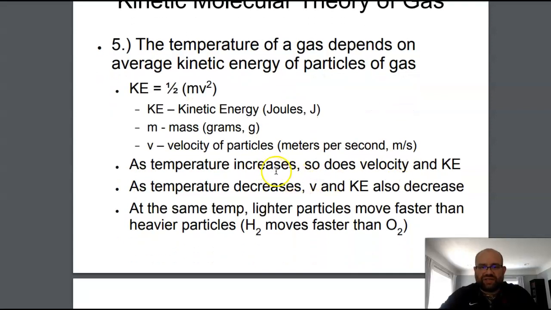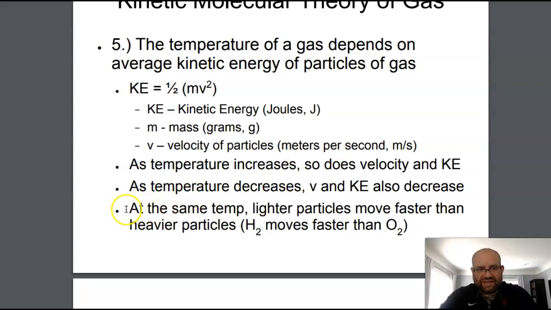So if temperature increases, the velocity and kinetic energy increase. If temperature goes down, the particles start slowing down and the kinetic energy decreases. Think of if you have a balloon and then you put it in a cold environment. The balloon's going to deflate because the kinetic energy decreased because the temperature went down.